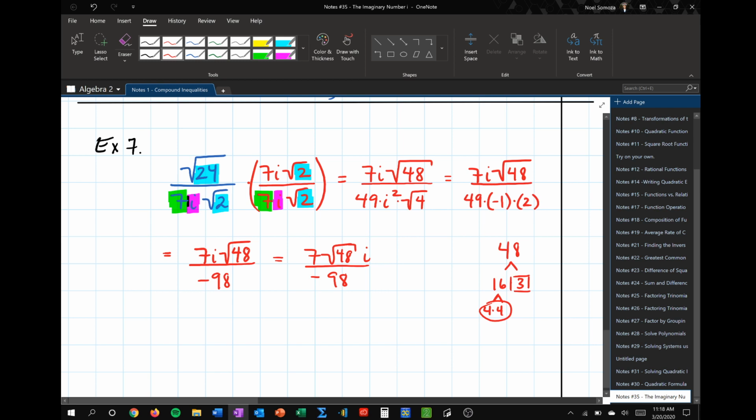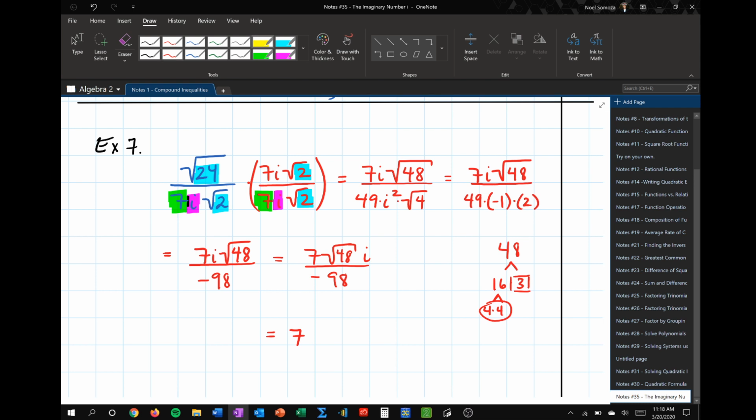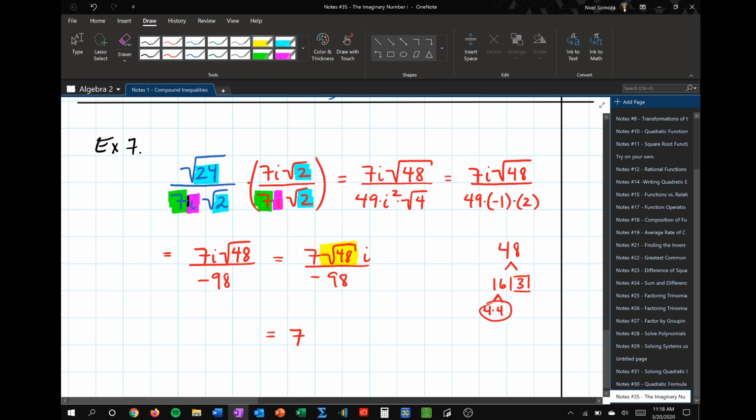Okay, so now let me just rewrite this. We have 7, now instead of square root of 48, this becomes 4 root 3. So now it's 7 times 4 root 3. And then I drop my I. All over negative 98.